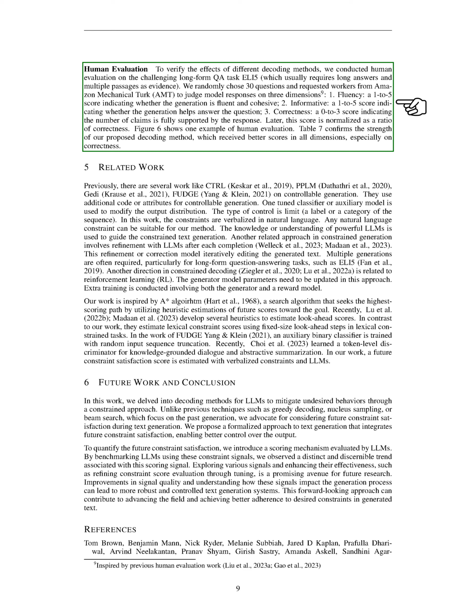Firstly, we looked at fluency, scoring from 1 to 5, to determine if the generated response was smooth and coherent. Secondly, we assessed informativeness, again on a scale of 1 to 5, to see if the response effectively answered the question. Lastly, we evaluated correctness, scoring from 0 to 3, to check if the claims made were fully supported by the response. This score was later normalized to a ratio of correctness. Our proposed decoding method proved to be quite effective, as it received higher scores in all categories, particularly in correctness.